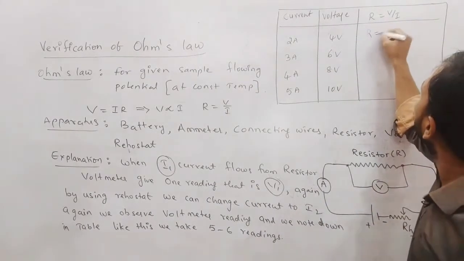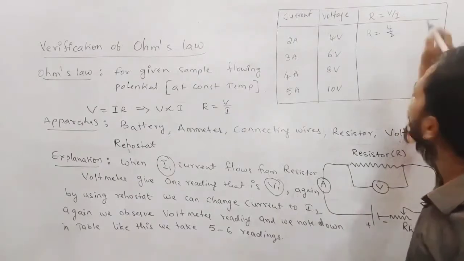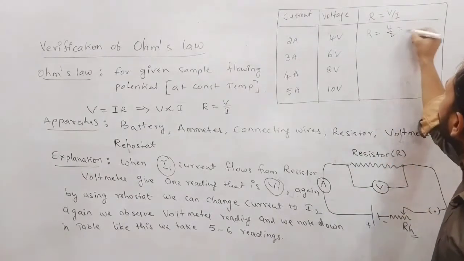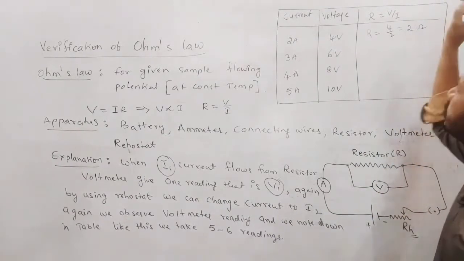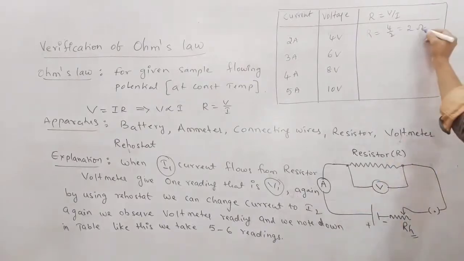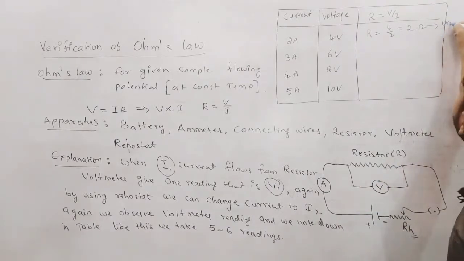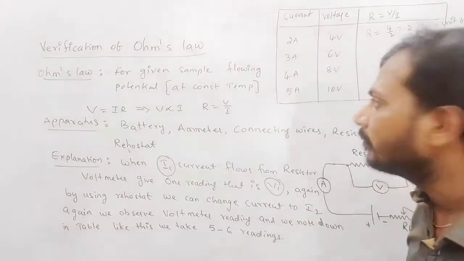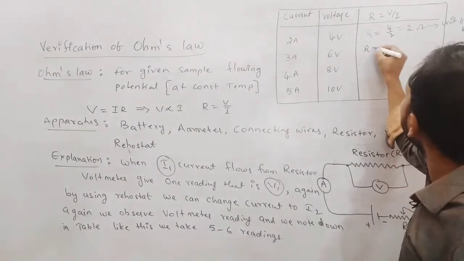R equal to V by I, 4 by 2, equal to how much? 4 by 2 equal to 2 ohms. What is meant by ohm? Ohm is the unit for resistance.